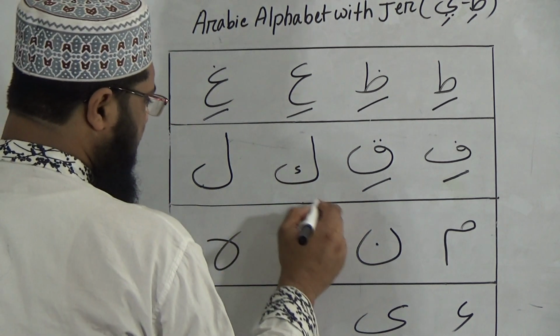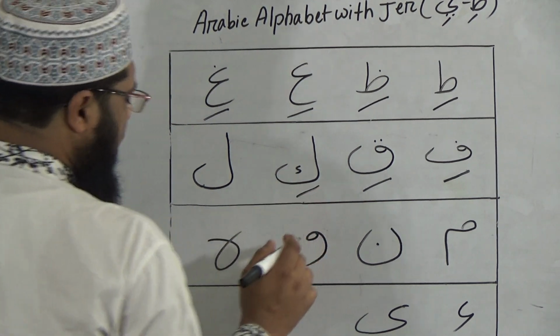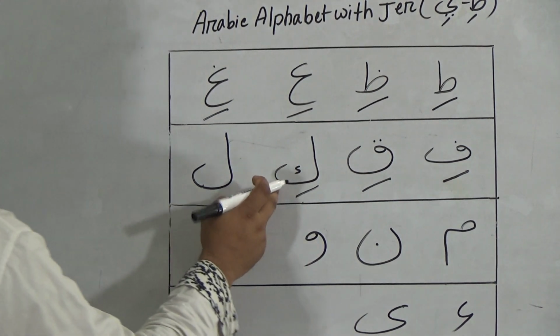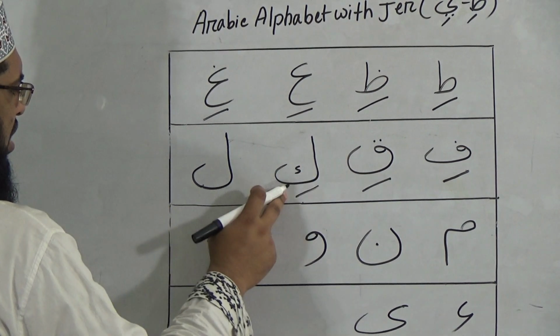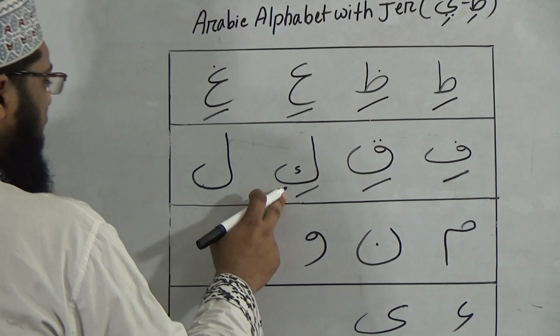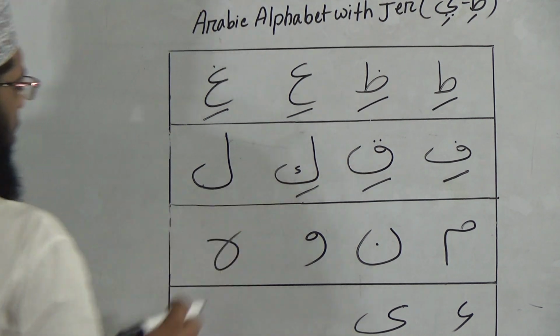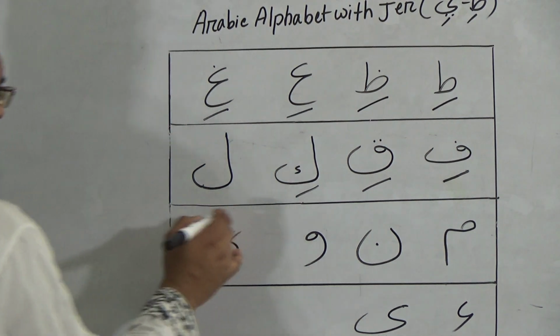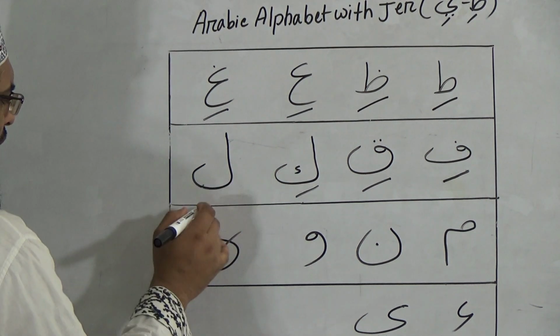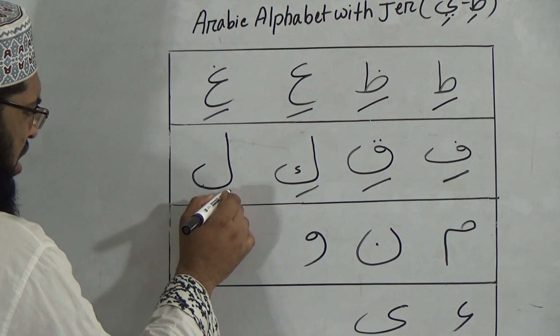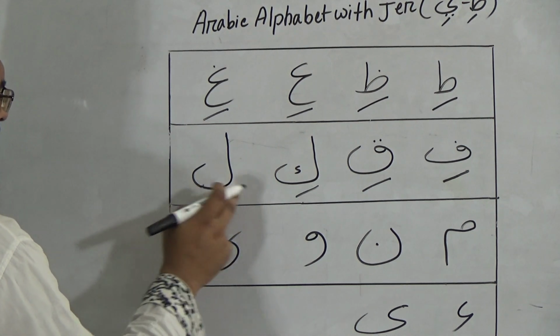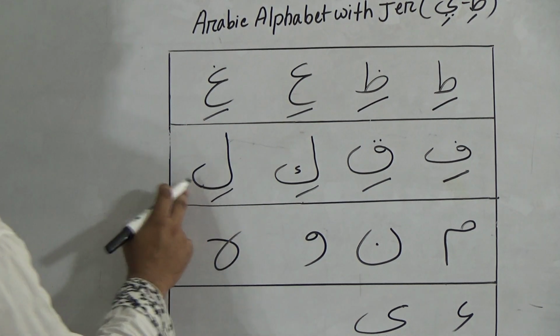Now I am putting a Zer under the Kaf, and you have to pronounce this one Kaf Zer Ki, Kaf Zer Ki. And my dear students, this Kaf is called Kaf with a twist in the middle. Okay, now this one is called Lam. Now I am putting a Zer under the Lam. Lam Zer Li, Lam Zer Li.